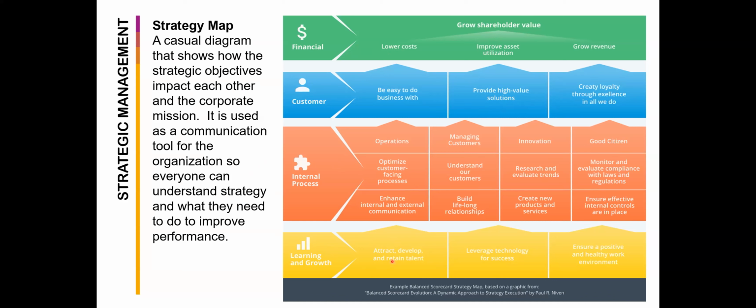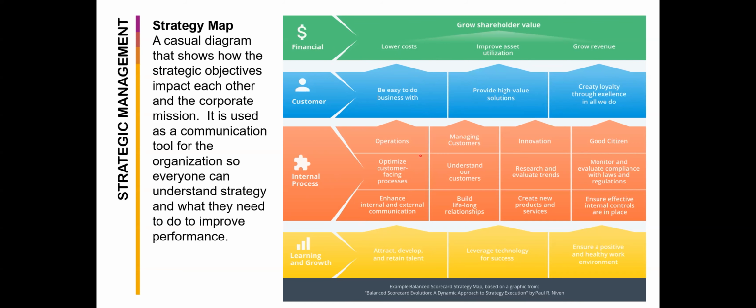Okay, so for example, if the objective for learning and growth is to attract and develop and retain talent, we can see that it will affect internal processes. It can be enhancing internal and external communication, or optimizing customer facing processes, which makes the company look like we're easy to do business with. That can actually lower costs and grow some revenue towards our financial scorecard. So that's how each of the scorecards would trickle down to each other.